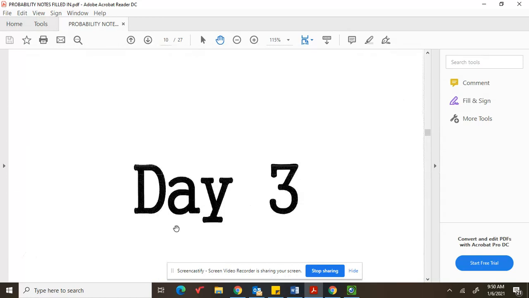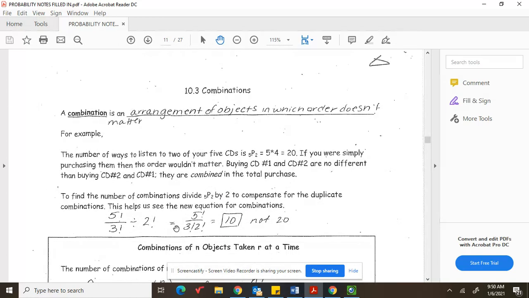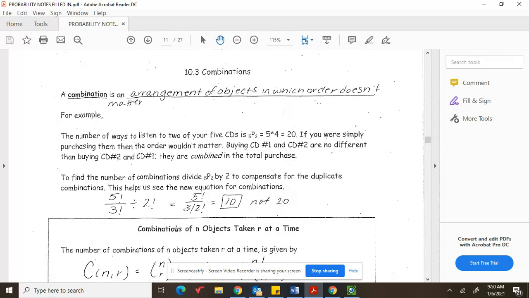Okay, now on this page, day 3, we're going to do combinations. Okay, so watch the next video for that one.